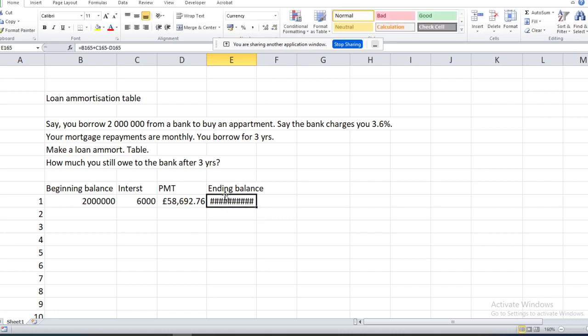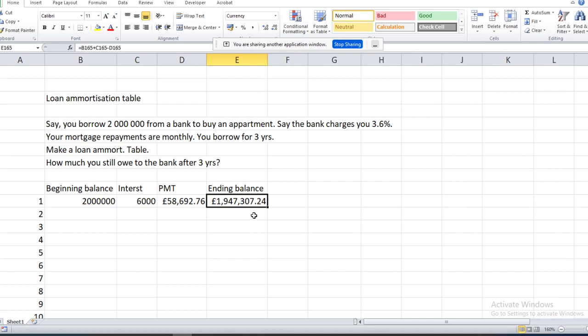What is this? I already told you, when you see something like this on the computer, it's not a big deal. It means there is no space to show the number. Just give it a bit more space. You will owe to the bank 1,947,000. You will owe to the bank more than 1,947,000. Okay, so that's the last day of the first month.